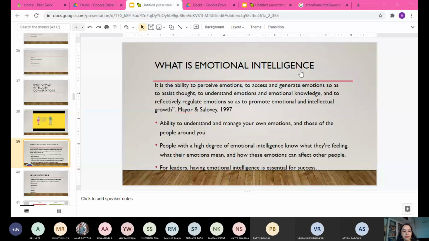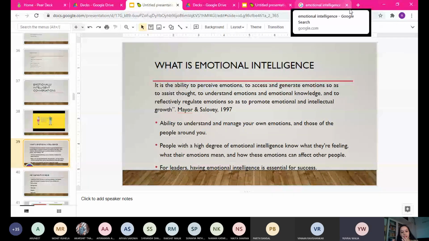So, what do you mean by reflectively regulating? What do you mean by regulation? What do you mean by regulating something? I'm making it flow, directing it in a certain direction. Yes, right?